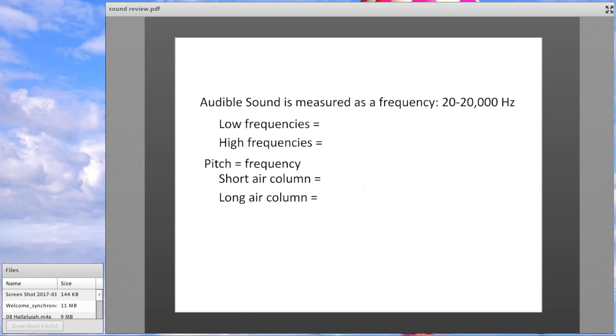Now, the next one. Audible sound is a frequency, and it's 20 to 20,000 hertz. There are some things as you get to know yourself and your study habits and what you're good at learning and what you're not good at learning. I know that I'm not good at learning numbers.